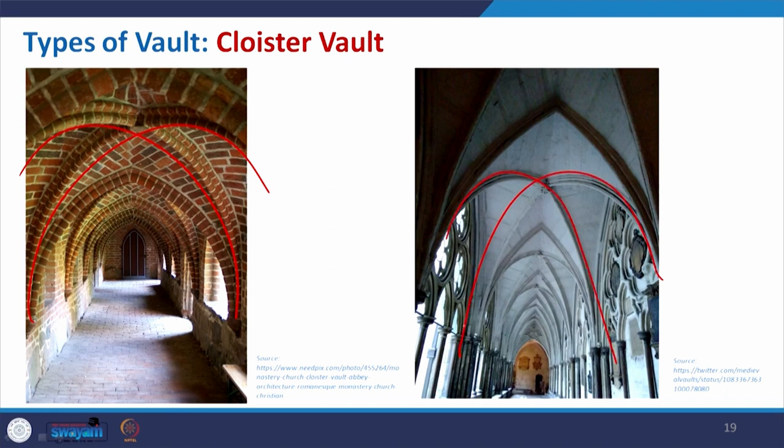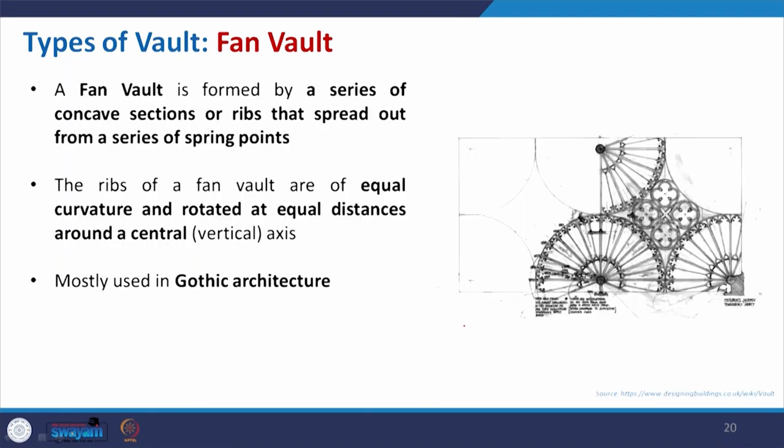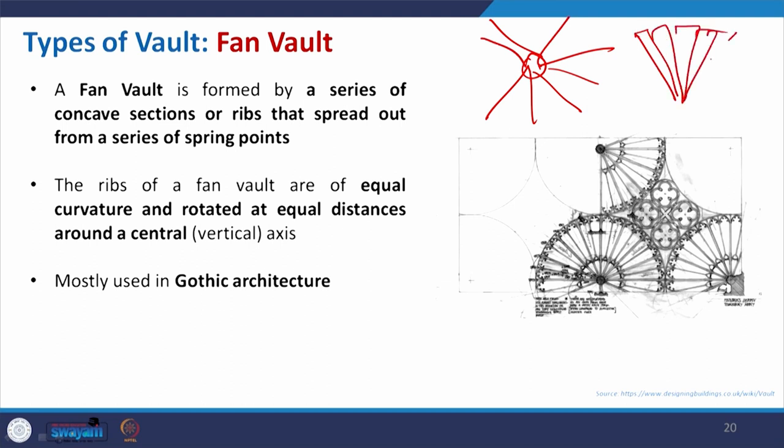Again, it is similar to the previous one, but in the earlier image we saw that the ribs were very predominant; here they are not. Coming to the fan vault, we all know a fan, like a ceiling fan, where from the center we have some blades, and if you increase it, it will give a fan shape. Even the hand-held fan is something like this. This kind of vault is created with proper geometry. This is a schematic plan I have picked up from the net. You can study more on this on the website given.